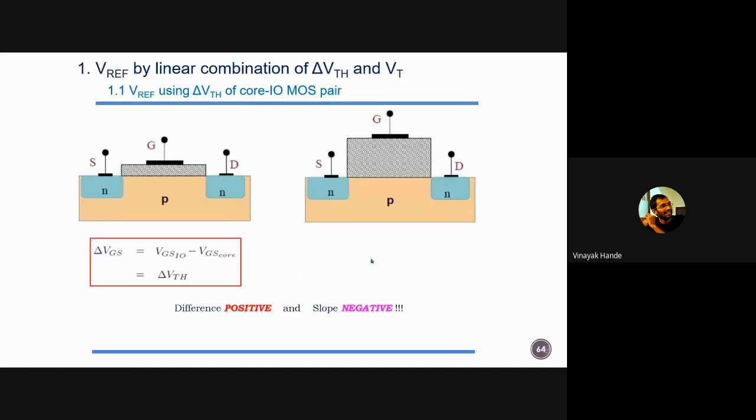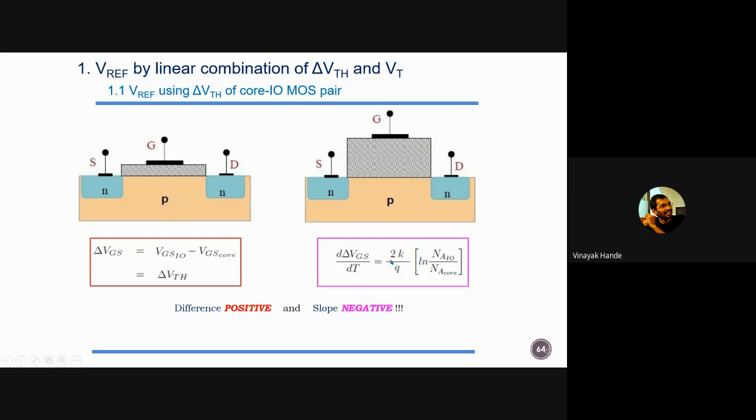We have taken these two transistors. One is a high VT transistor; you can see the oxide thickness is larger, and the low VT transistor's thickness is smaller, right? I have created the delta VGS out of that. If we solve this equation, we will find that delta VGS is approximately equal to delta VTH. That means the difference is positive, but the slope should be negative; only then is it called a CTAT, right? So we have taken the derivative.